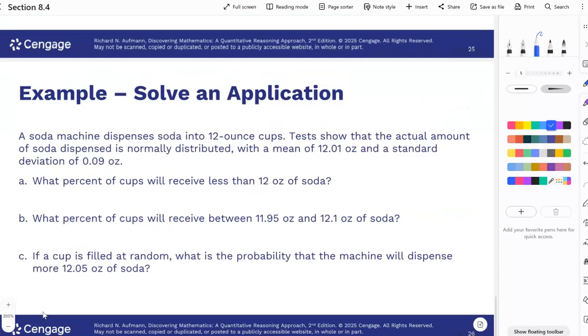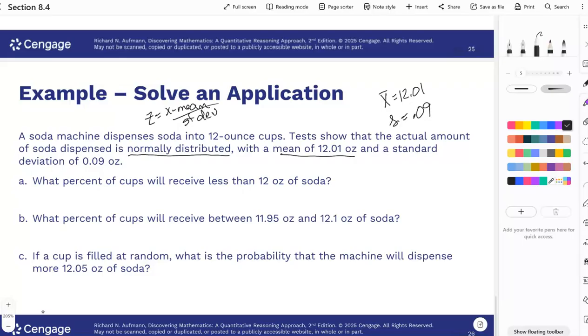A soda machine dispenses soda in 12-ounce cups. Tests show that the actual amount of soda dispensed is normally distributed with a mean of 12.01 and a standard deviation of 0.09. So there's my mean, my standard deviation, and I'm going to use sample. It doesn't matter whether I use population notation or sample notation here, because the z-score is going to be the same. Z-score is going to be x minus the mean divided by the standard deviation.